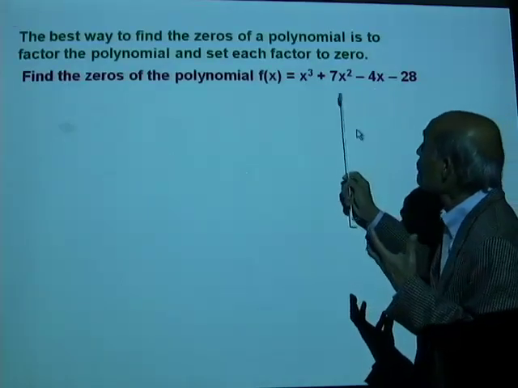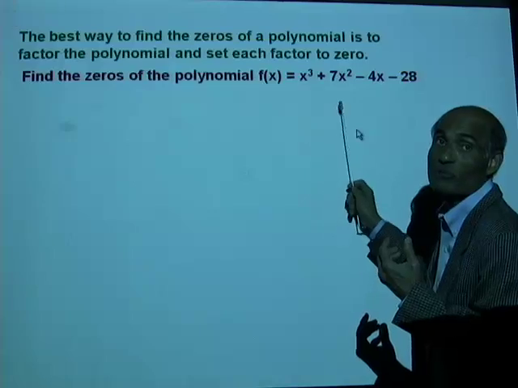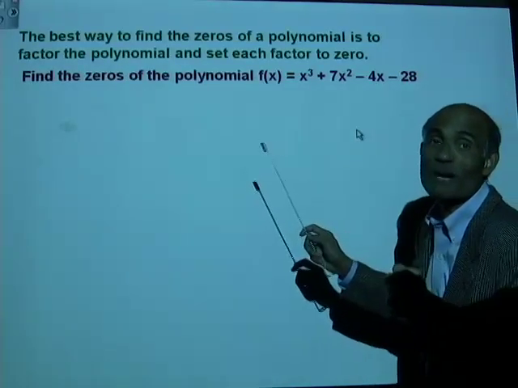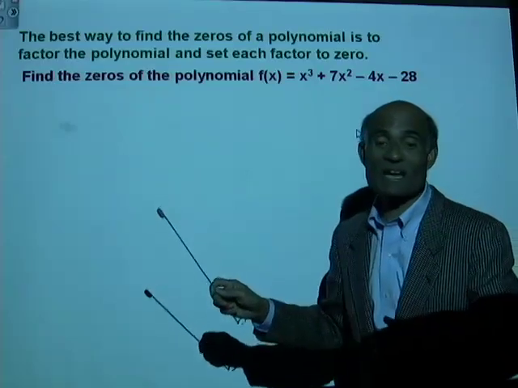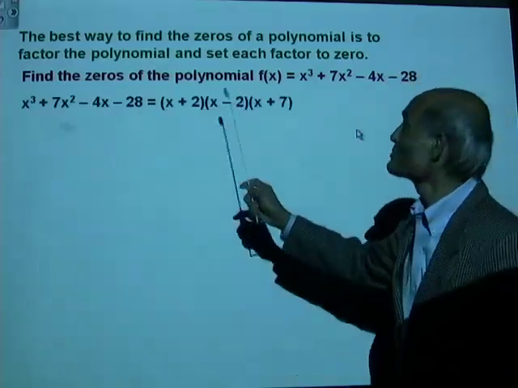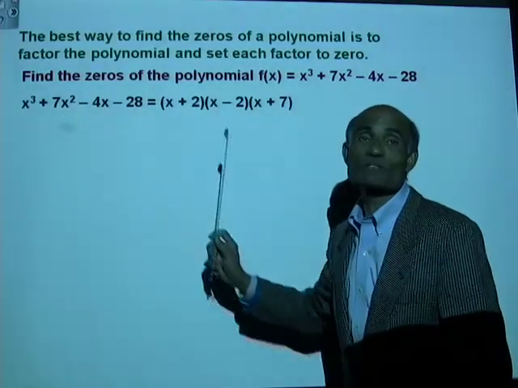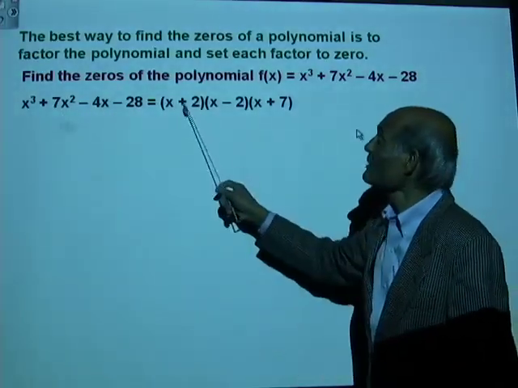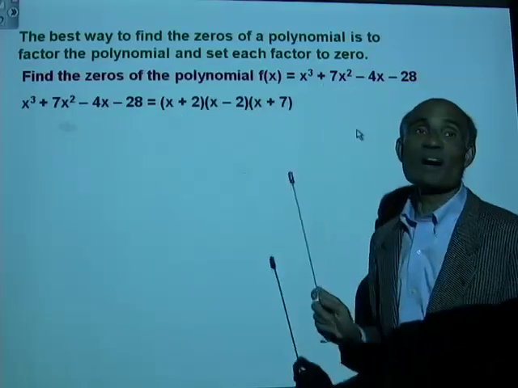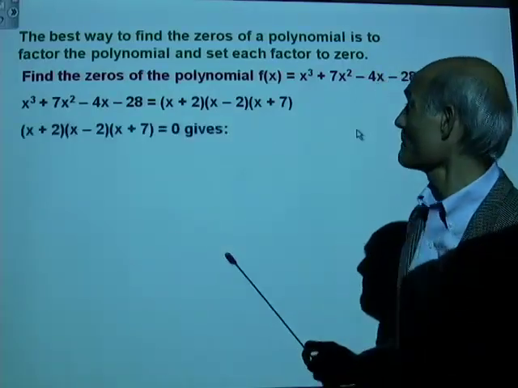And then x plus 7 is common. It will be x plus 7 times x squared minus 4. And x squared minus 4 can be factored as x minus 2 times x plus 2. So x cubed plus 7x squared minus 4x minus 28 is x plus 2 times x minus 2 times x plus 7. Alright, we have factored it.